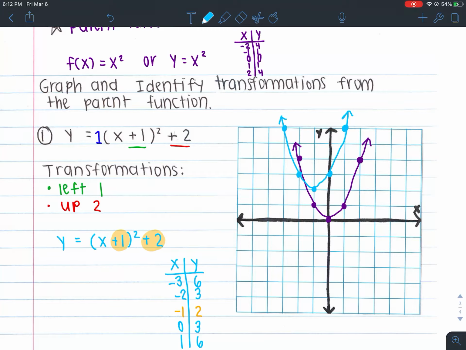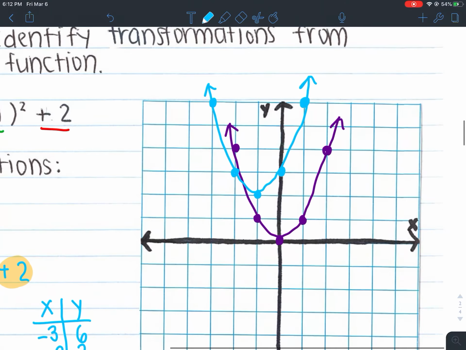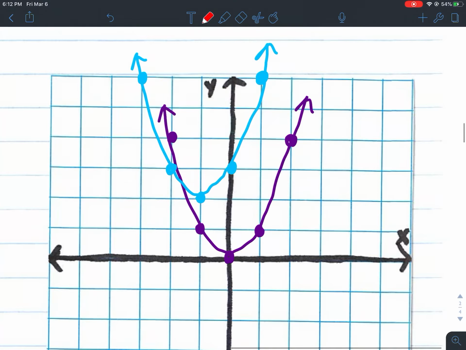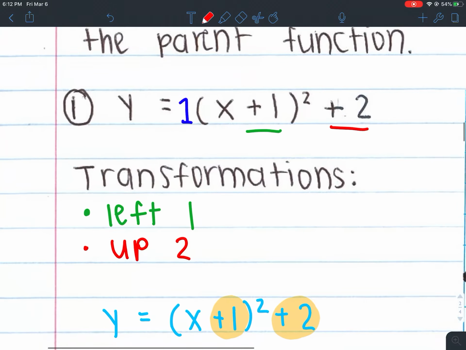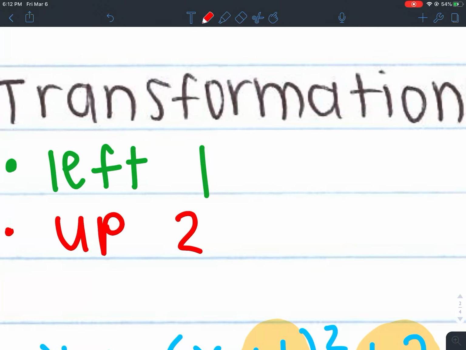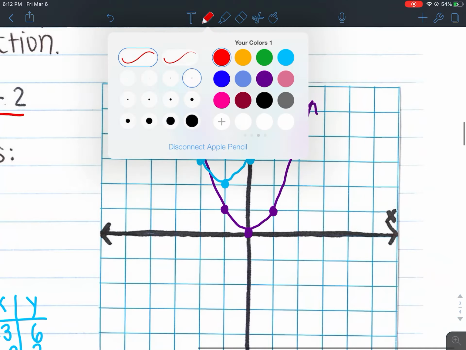The purple is the original, the baby blue is the new. Well, you're like, I still don't understand what's going on here. Well, the two transformations that are happening here are we're going to the left 1 and up 2. So I want to show you something kind of cool.